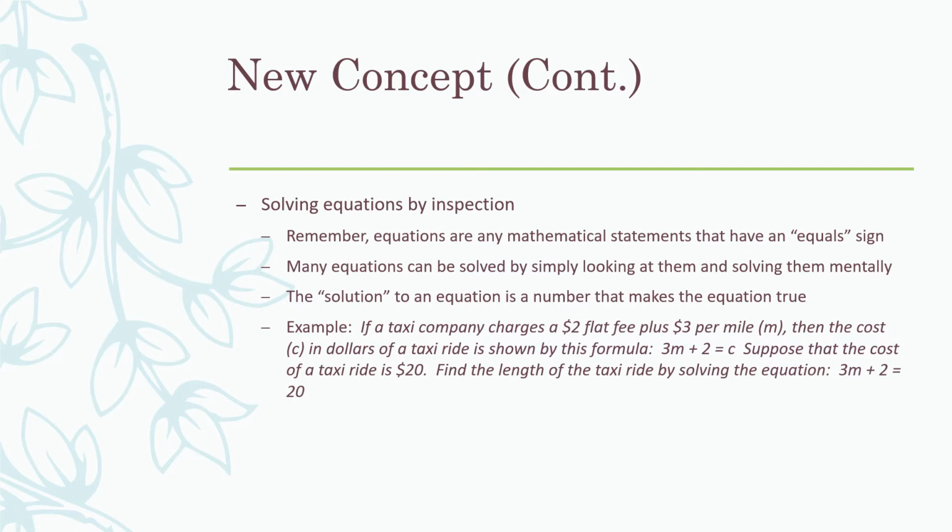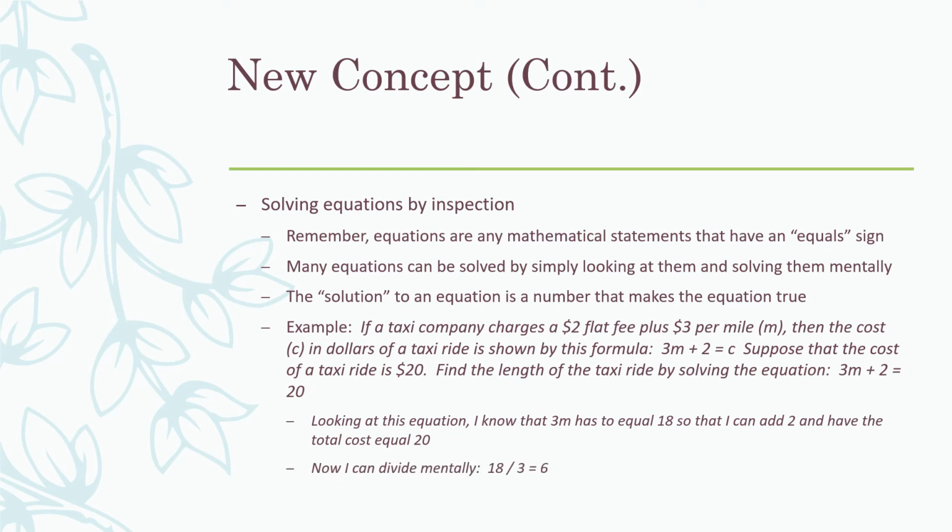Now it's the same equation, but now we know C, the total cost, is 20. So 3M plus 2 equals 20. If I just look at this equation, I know 3M, 3 times M, has to equal 18 because I'm adding 2 to that answer and my total is 20. So right away I know 3 times M has to be 18. In my head I can divide 18 divided by 3. It's a math fact. I know 18 divided by 3 is 6. That means the taxi ride was 6 miles long.